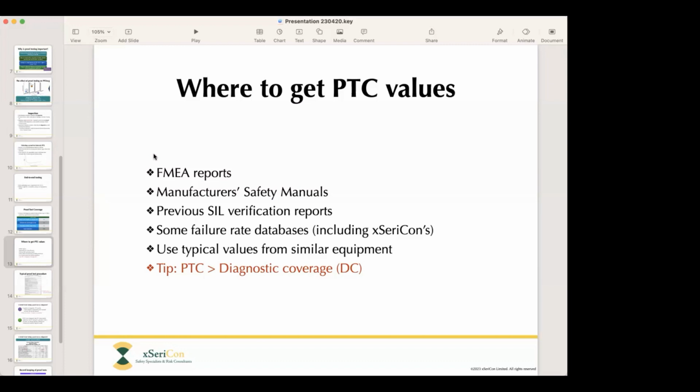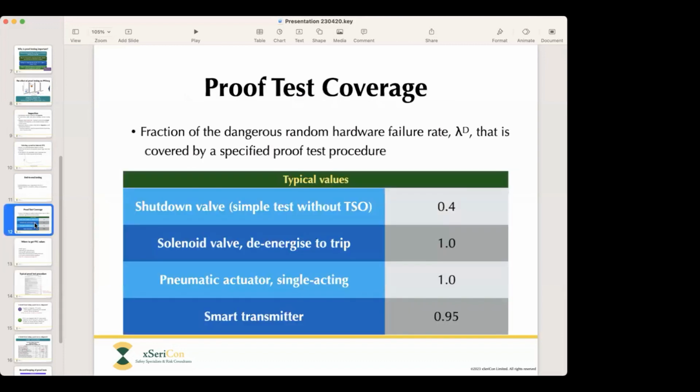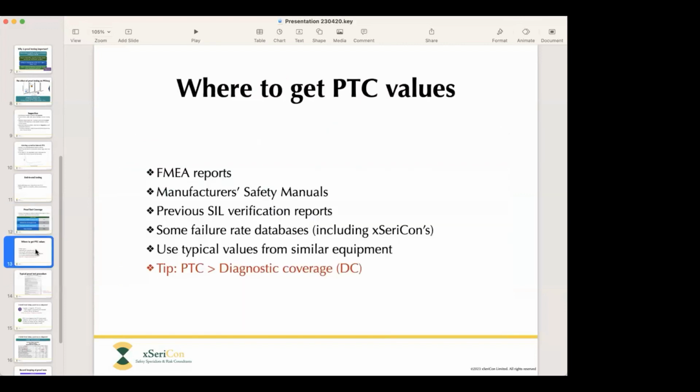Now, one thing to watch out for, if you are trying to evaluate whether a proof test coverage value is reasonable, is the diagnostic coverage of the same device. Diagnostic coverage is the fraction of dangerous failures that are detectable by diagnostics. And as we said a moment ago, for smart transmitters, that would be typically around 70, 80, even 90%. Whereas for devices that do not have any built-in diagnostics, then that diagnostic coverage should be 0, of course.